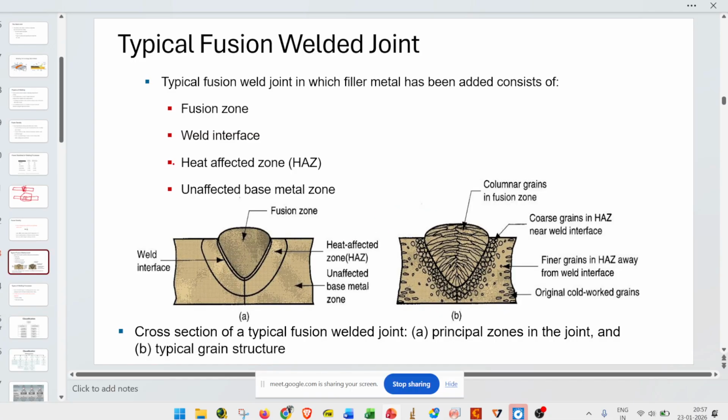We can see this image here, the right side one. This is how welding metallurgically affects a given material.